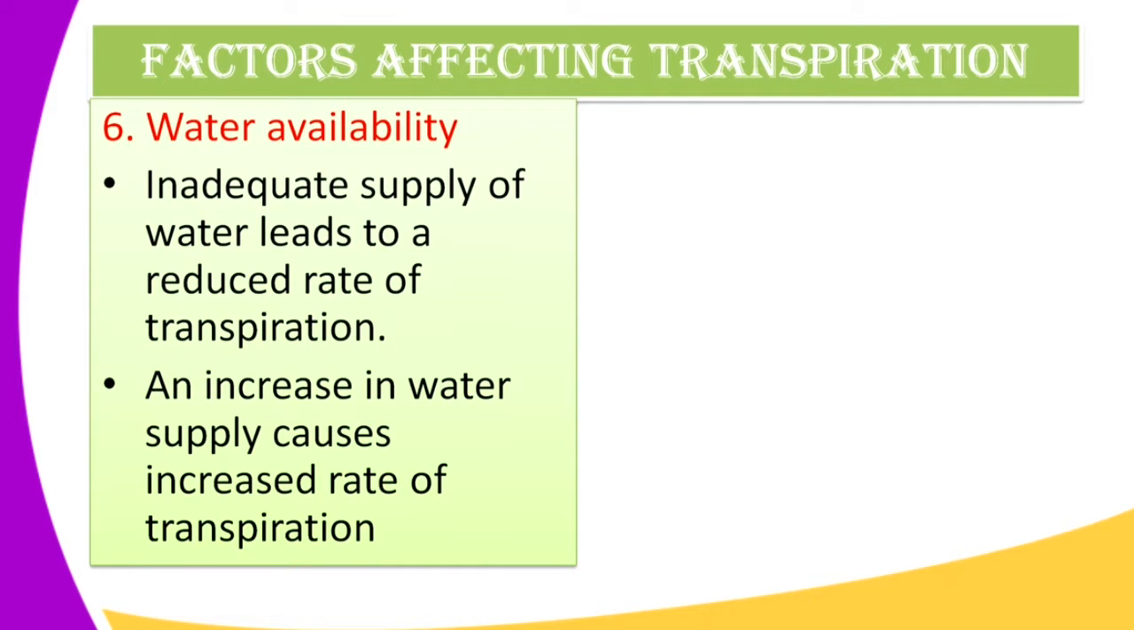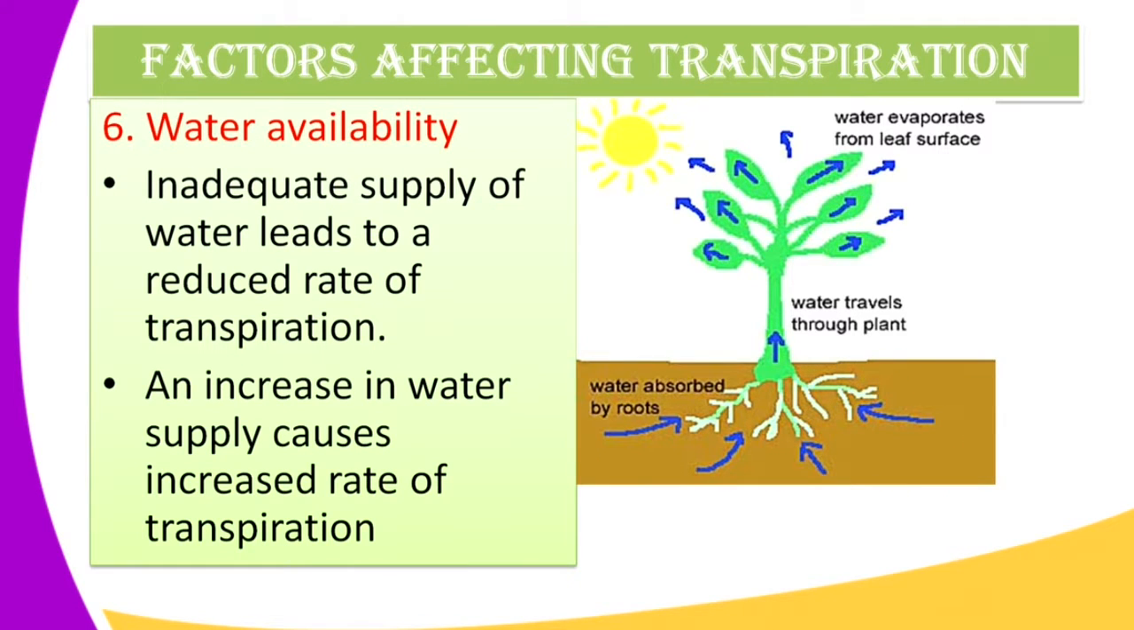Another factor that affects the rate of transpiration, still an environmental factor, is the availability of water within the plant. An inadequate supply of water leads to a reduced rate of transpiration, while an increase in water supply causes an increased rate of transpiration. Looking at our illustration below, when there is so much water in the environment, the roots will tend to absorb more, then the water will travel up the plant. So more water will be evaporated from the surface of the leaf. The more water there is in the environment, the more there is need for the water to evaporate.